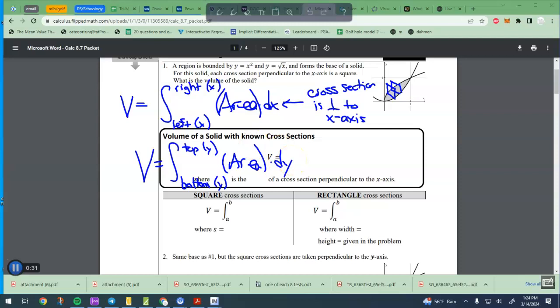Look up top. Like these are all x values. You're perpendicular to the x-axis. Like all x's up there. So this is going to be all y's. Lower and upper y value. Your area is going to be in terms of y times dy. And we use this if the cross sections are perpendicular to the y-axis.